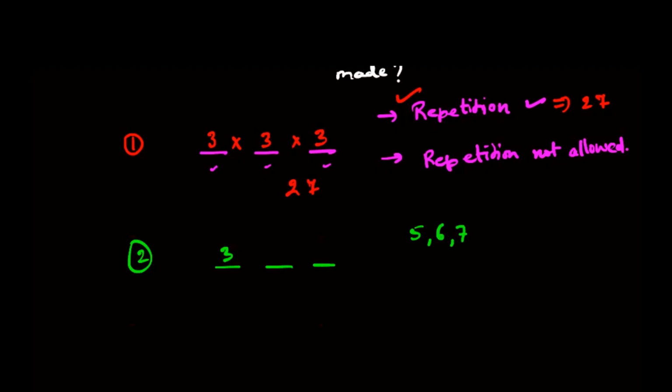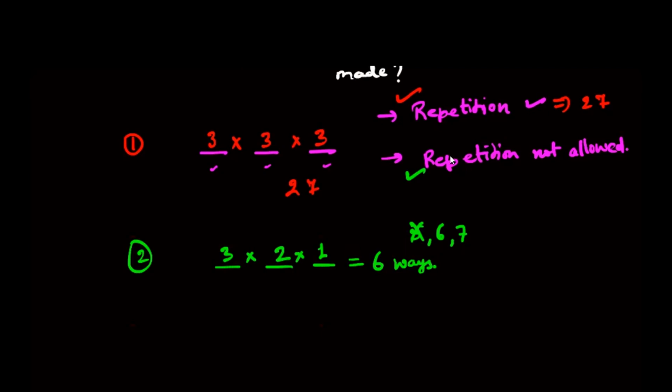Okay, then how many digits are there to fill the second place? There are two because repetition is not allowed, isn't it? And then one. So when repetition is not allowed, the answer is only 6 ways. So 6 ways is nothing but 6 numbers I can have, right, when the repetition is not allowed. That means 6 different numbers I can make out of 5, 6, and 7. I hope it is clear to you.